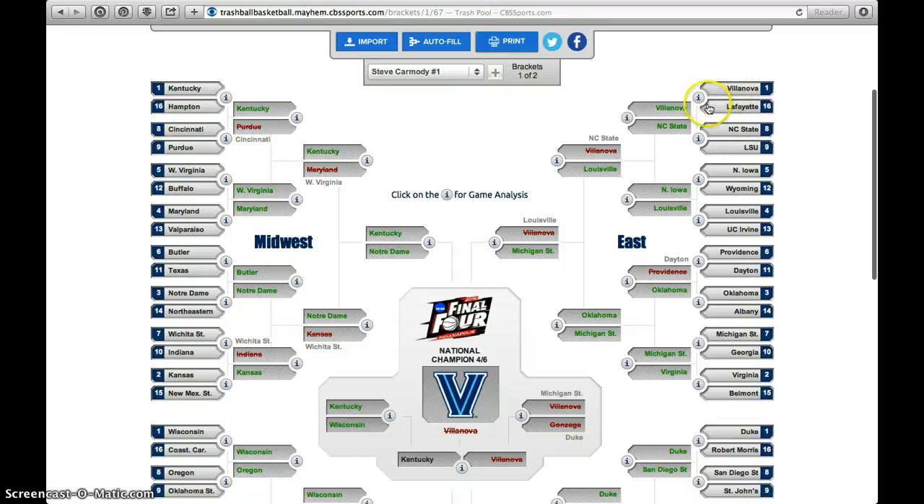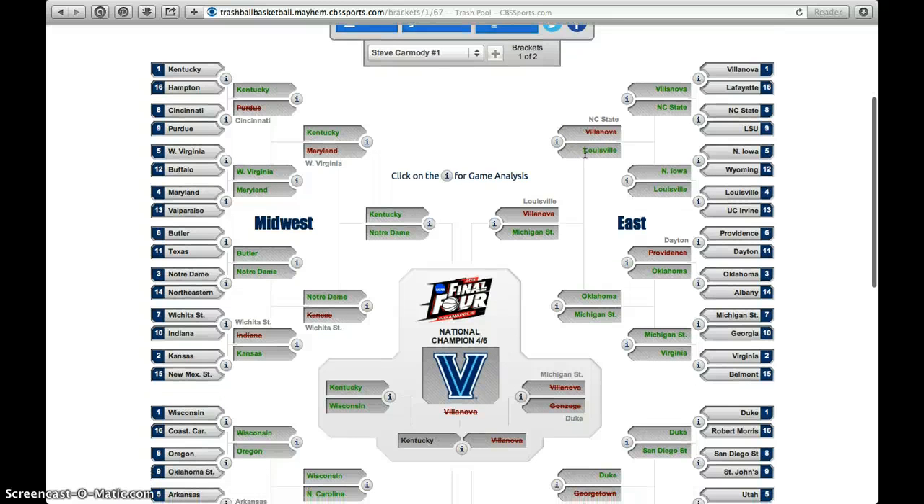Okay, so in this game right here between the schools of Villanova and Lafayette, I predict Villanova would win. And it's good. I can see that in green. The game has already taken place, and I selected that one correctly. In the next game, though, between Villanova and NC State, I predicted that Villanova would win, but you can tell that it is in red and it's crossed out, meaning that I did not select the correct team. Okay? So let's take a look at the tournament here.